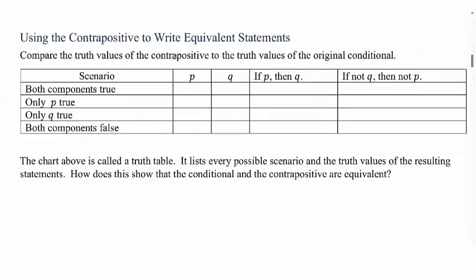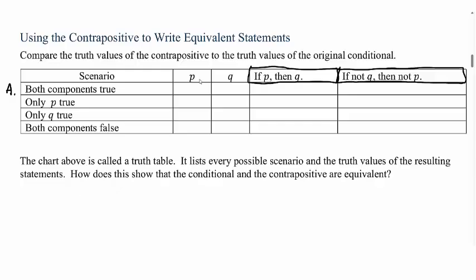So there's something called a truth table, which you can use in order to list all the possible scenarios and then analyze the truth value of a statement in each of those scenarios so you know exactly when it's true and exactly when it's false. So I'm going to make a truth table that compares the truth values of the original conditional if P then Q to the truth values of its contrapositive if not Q then not P. So there are only 4 possible scenarios.